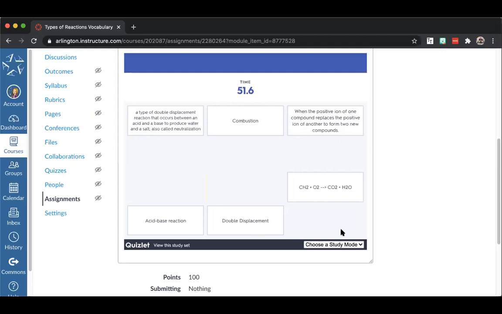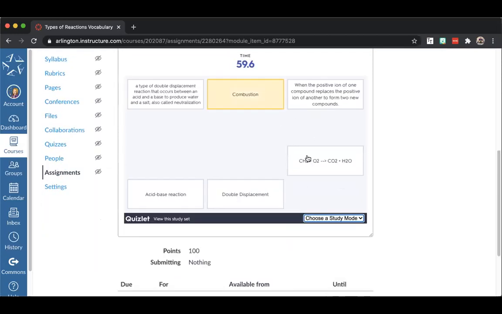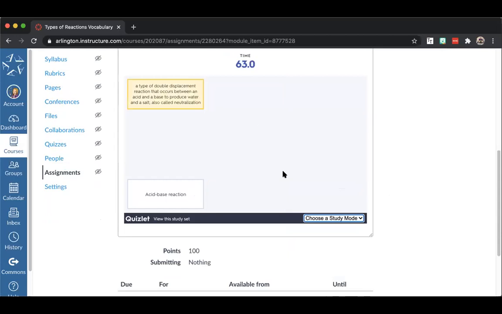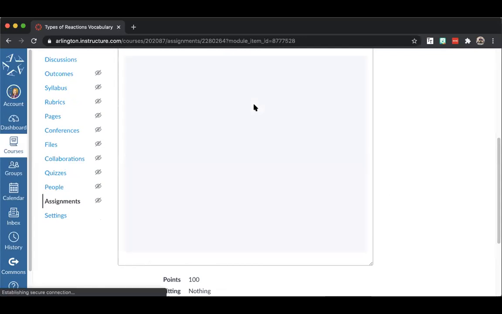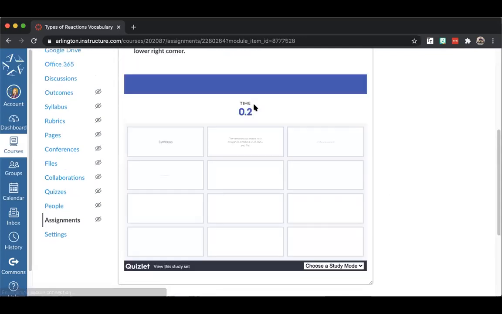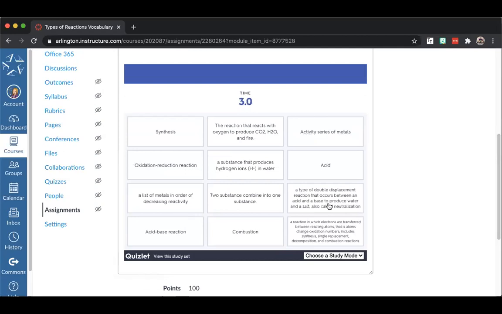You can kind of practice that. There's a study mode here where, like it says, you can do a test or learn. But even if you redo it, I'll just go ahead and finish this. So combustion, double displacement, and then this is acid base. So it's going to tell me, and I can play again, but watch, if I hit play again, they're going to look different. Okay, they're going to be different. See, I got different things. So even if you don't do the study mode stuff, it's going to be different if you redo it. Okay.